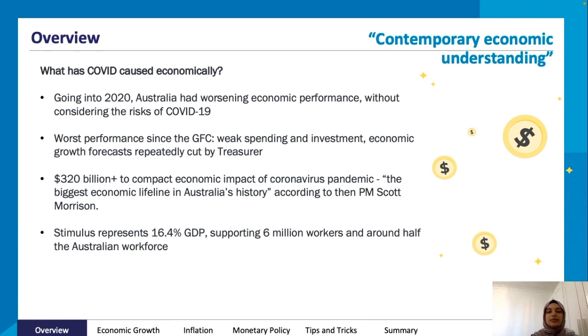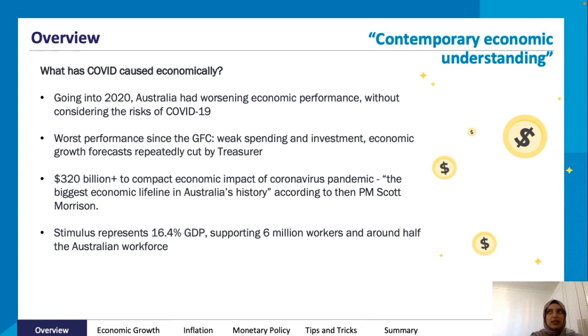So then Prime Minister Scott Morrison, in a quote he gave when releasing the Compact of Economic Impact, said that this is the biggest economic lifeline in Australia's history. And it kind of reminded me of the GFC. Having a think about and making comparisons to that, I think obviously COVID was a lot worse for Australia specifically. So, yeah, something to have a think about there.